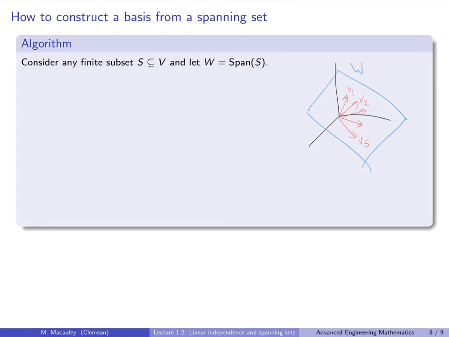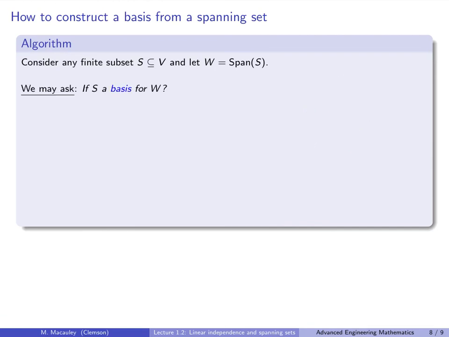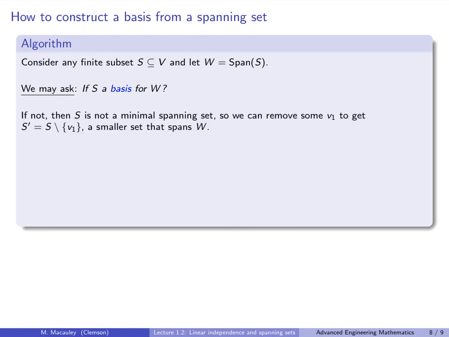Essentially what we're going to do is remove elements from here until we get a basis. But we have to be careful, because we can't necessarily just do that blindly and have it work out. So we first ask, is S actually a basis for W? If so, we're done. If not, then S is a spanning set, but it's not a minimal spanning set. That means we can remove some vector v1 to get a smaller set that spans W. Now, let's be careful.